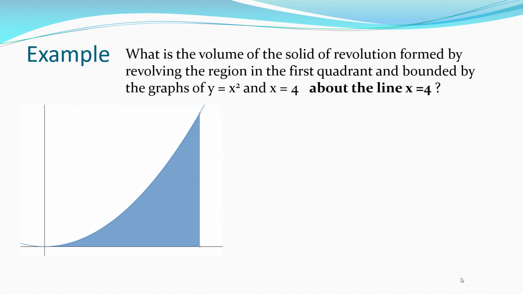Let's go back and look at a region we've already seen. The region bounded in the first quadrant by the graphs of y equals x squared and x equals 4. But this time, let's not revolve it about the x-axis. Instead, let's revolve it about the line x equals 4. So that would be right here, x equals 4, and we're going to revolve about that line.